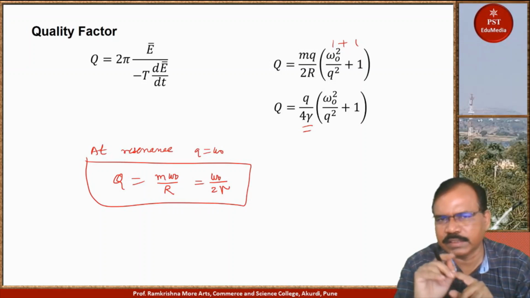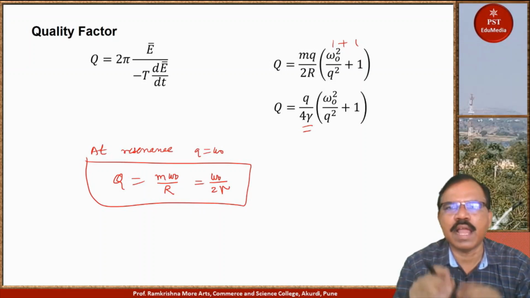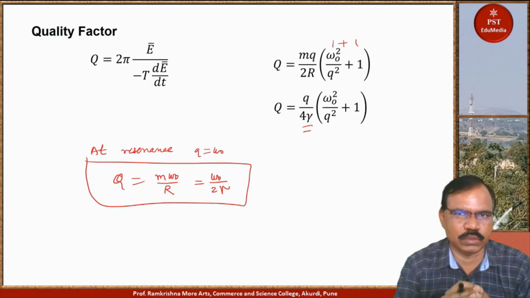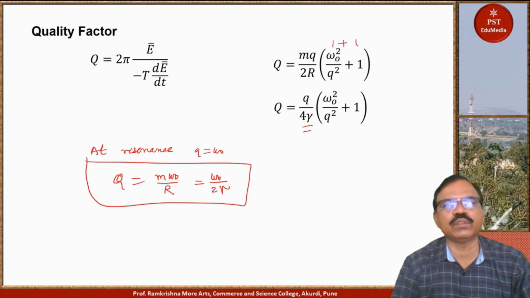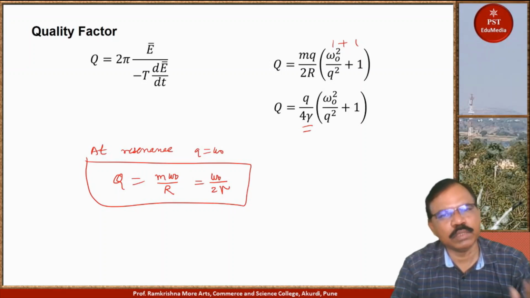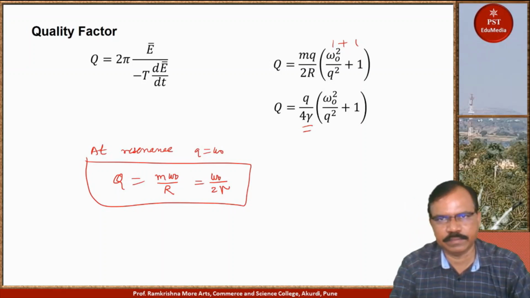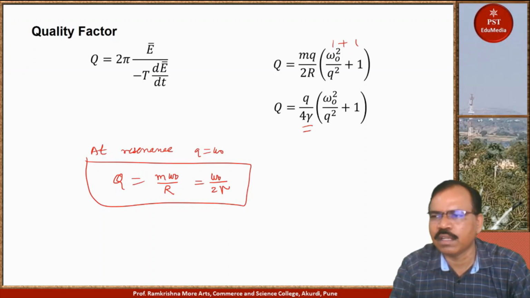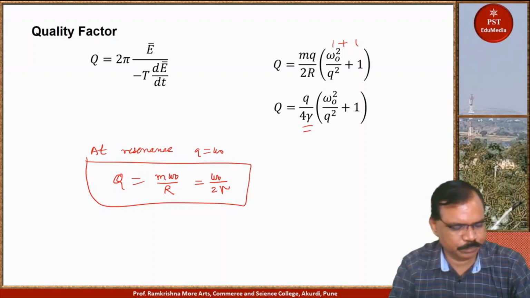Okay, so this is some theory about forced oscillations. In the next lecture we will see the sharpness of oscillations, the sharpness of the resonance curve, and then we will go for multiple choice questions. To solve multiple choice questions, you must know all the theory behind it. Then you will be able to solve multiple choice questions.